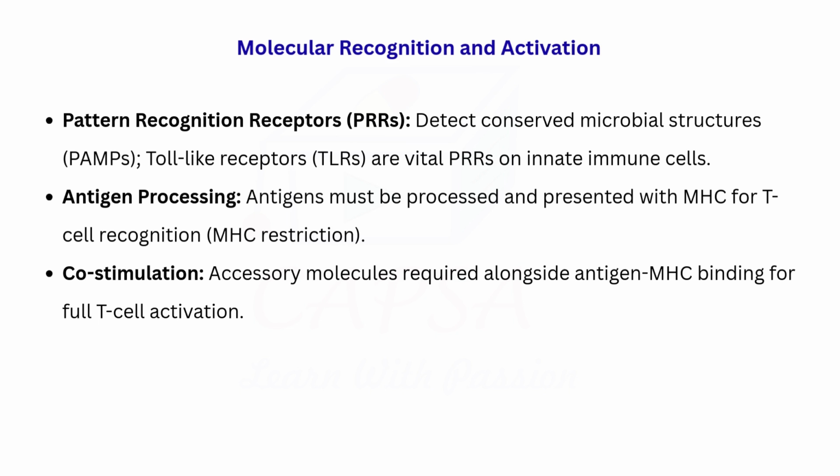But recognition alone is not enough. T cells also need co-stimulation through accessory molecules. Without this second signal, T cells remain inactive, preventing unnecessary or accidental activation. This dual signal requirement ensures precision in the immune response.